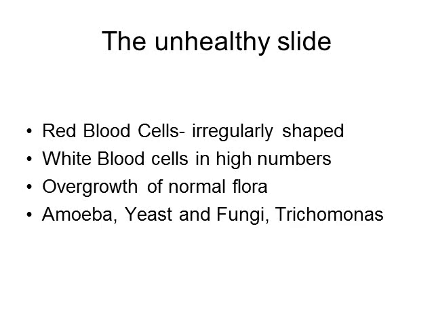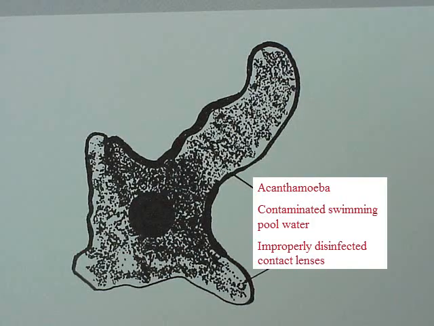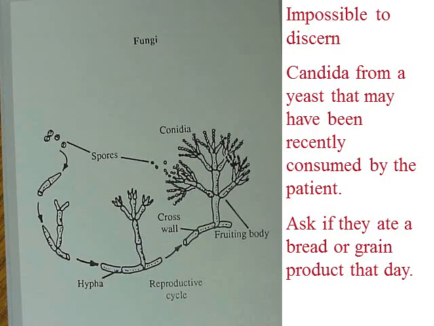The unhealthy slide. We see red blood cells that are irregularly shaped, white blood cells that are in unusually high numbers, an overgrowth of normal flora. Maybe we find an amoeba, or lots of yeast and fungi, or trichomonads. Here is a picture of an amoeba. Here are some images of yeast.